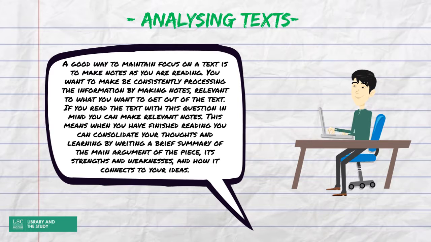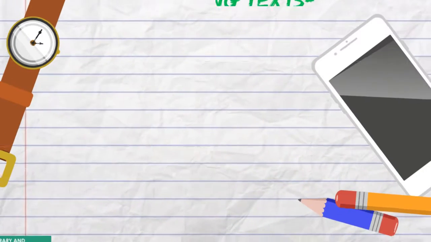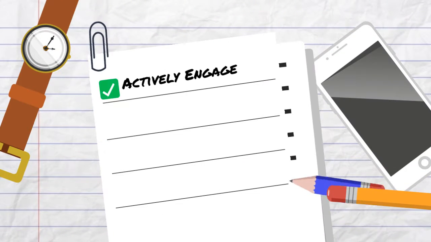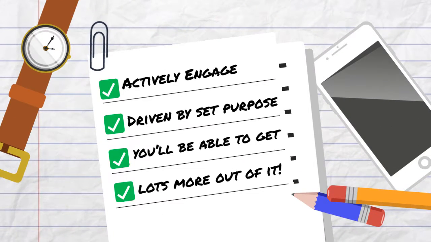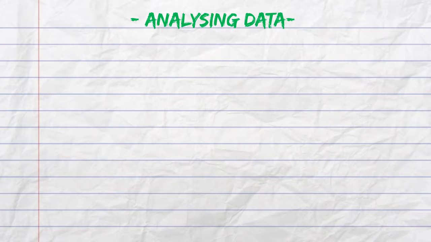This means when you have finished reading, you can consolidate your thoughts and learning by writing a brief summary of your main argument of the piece, its strengths and weaknesses, and how it connects to your ideas. By actively engaging with the text, driven by a set purpose, you'll be able to get lots more out of it. Stage 2. Analysing data.